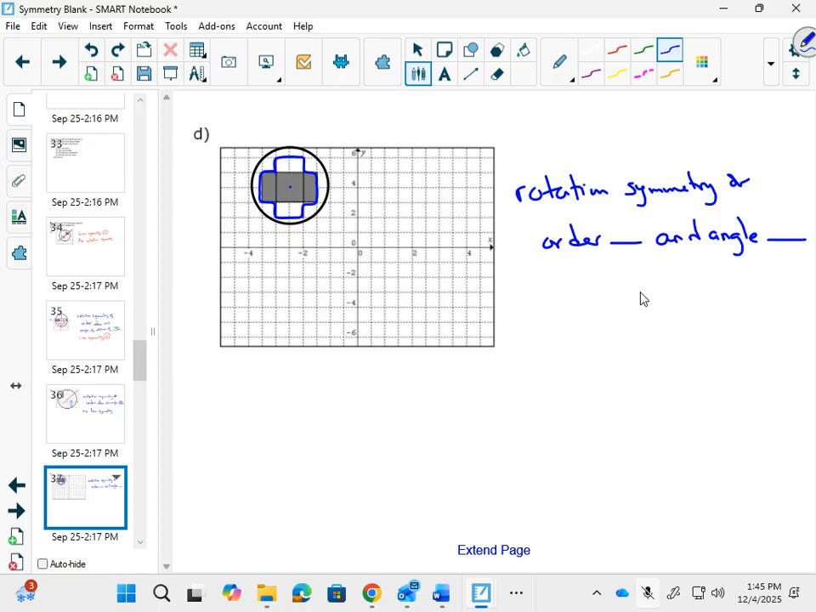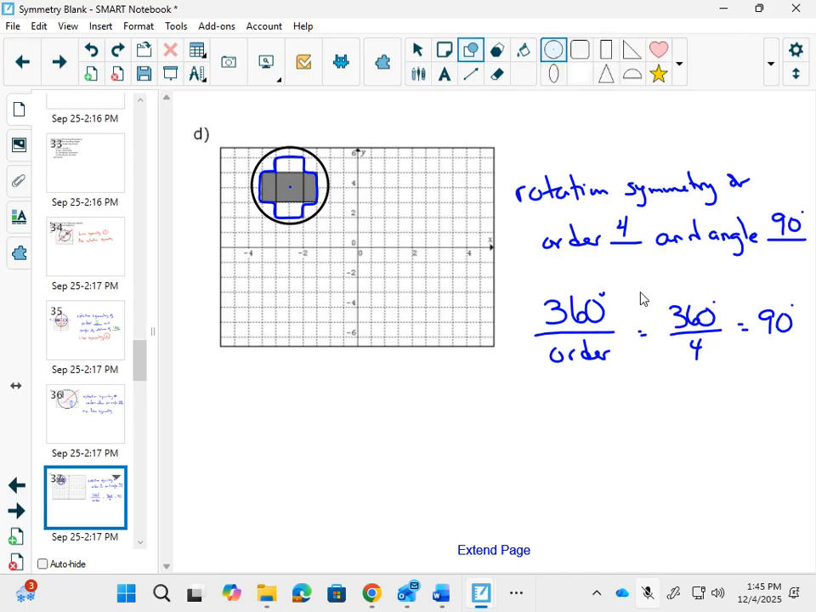What's the order then? How many times did it match up as we turned it until you got back to the beginning? Order would be 4. And the angle? 360. No. 270. 90 degrees, because the formula is always 360 divided by your order. In our case, this is 360 divided by 4, which is 90 degrees. If you know 36 divided by 4 is 9, then you know 360 divided by 4 is 90.